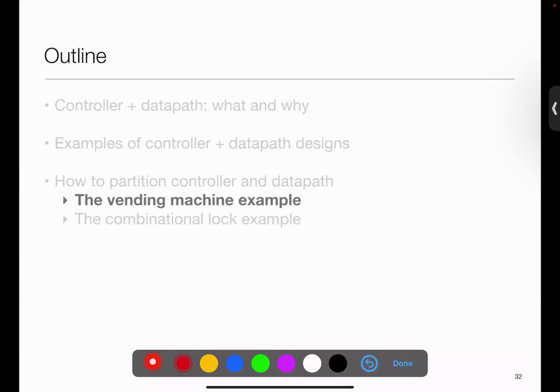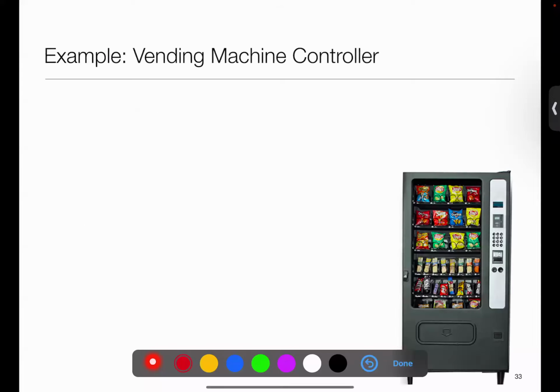So now let's jump to an example, far more complicated, probably the most complicated example we have had in lectures thus far. It's a vending machine controller.